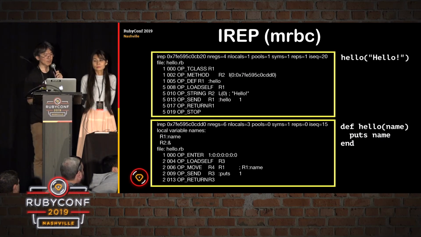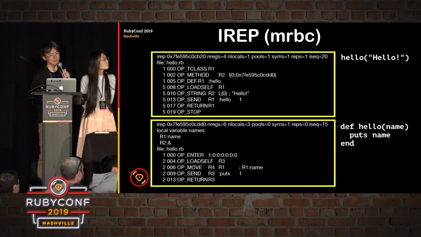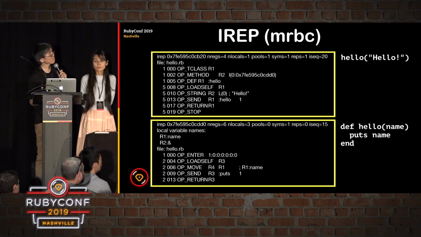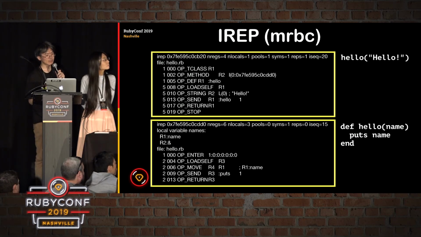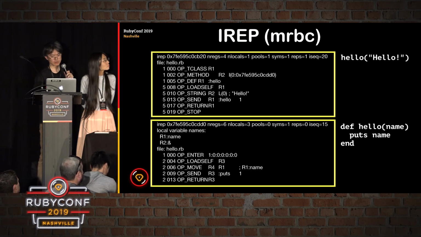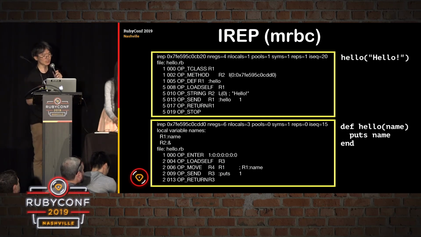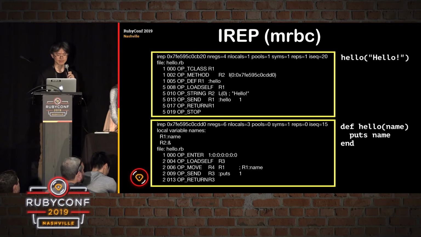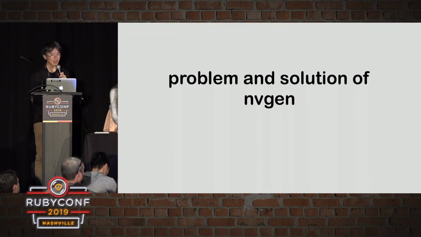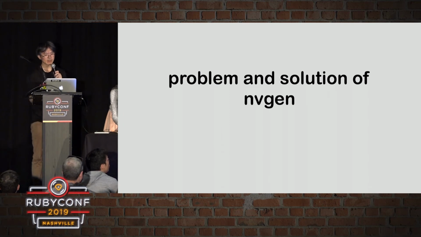You can use the mrbc command to see the result of the irep conversion. This is the result of converting the Ruby code to irep using the mrbc command. I will also describe the challenges that had to be solved when creating mrbgem and how to solve them.